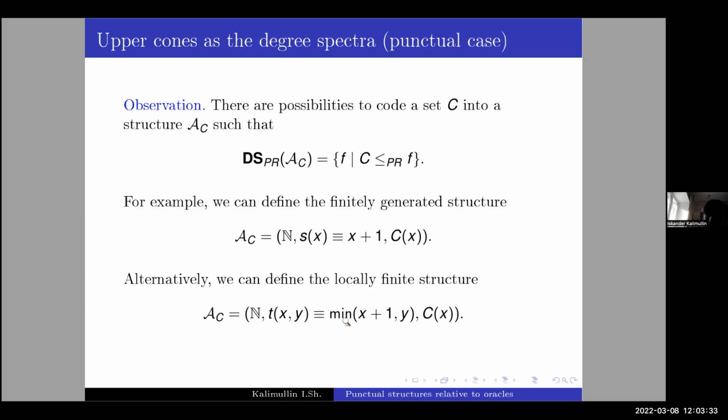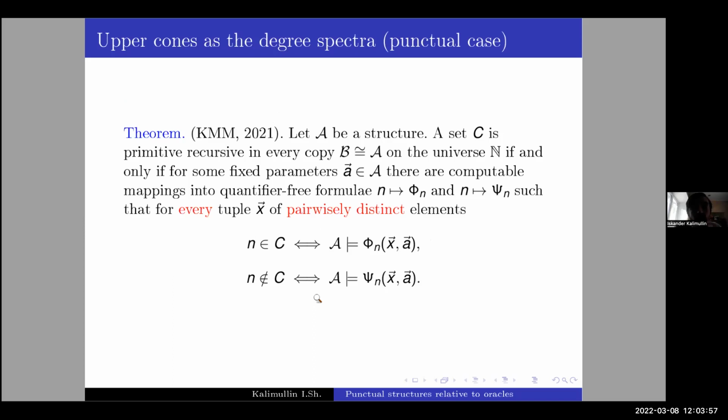We can derive the element corresponding to 0, 1, 2, 3, and so on. We just take any element, but the structure is locally finite itself. This is formally a more difficult case, and in fact it's a typical case in some sense, because there is an analog of the Ash-Knight theorem, which shows when some set is primitive recursive in every copy of the structure.